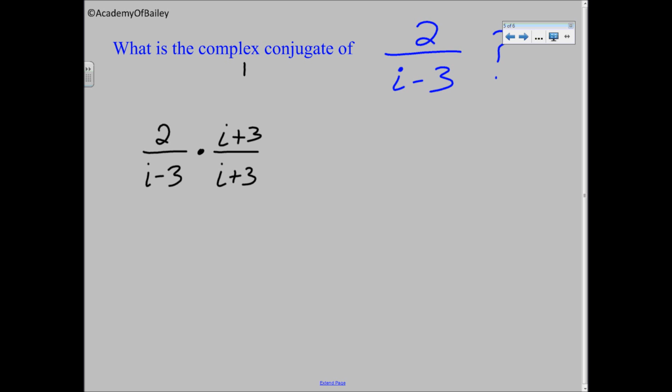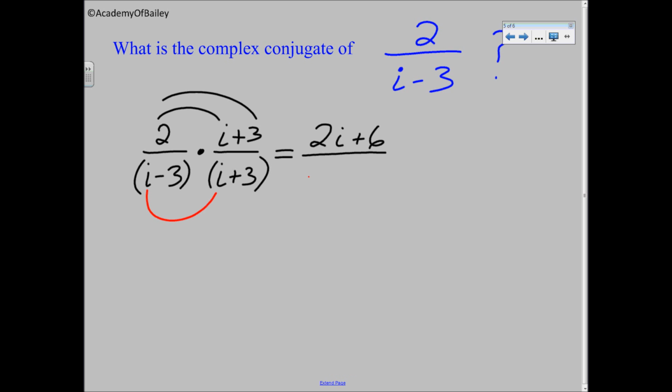Because essentially, what is this number here? That number there is equal to 1. So if we multiply this by 1, we still get that same number. It just looks different once we get the multiplication done. So distribute 2i plus 6. And now we have a binomial times a binomial. We are supposed to FOIL.